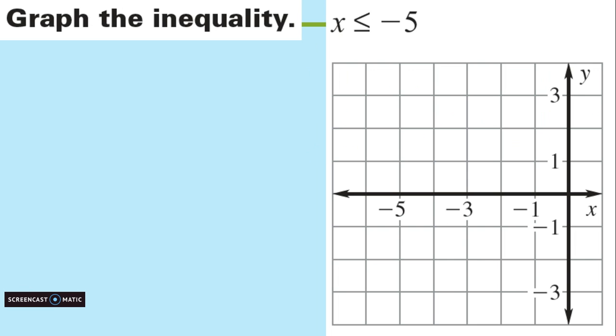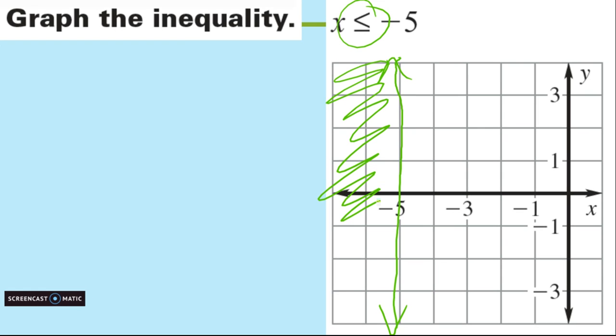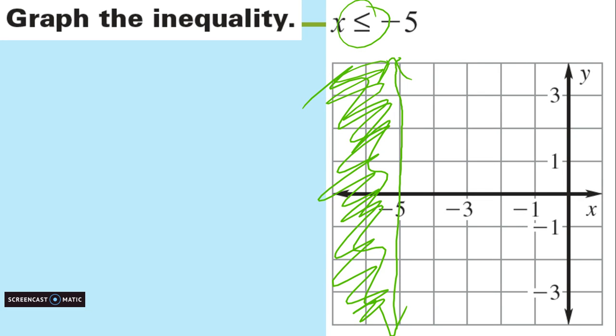x is less than or equal to -5, so it's got a solid line where all the x values are -5. That line that I just drew is all the x values being -5. You got (-5, 1), (-5, 2), etc. And then it's less than or equal to. Since it's less than, we're going to shade to the left. That's the only weird thing, is that for any x inequality, there's no y present in the inequality. You do need to shade left or right. Left for negative, right for positive.